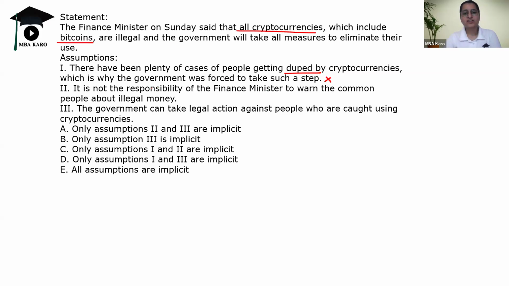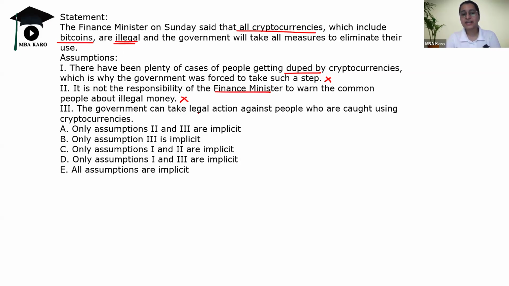So this is a very vague assumption, plus it is not supporting our statement. The second says, it is not the responsibility of the finance minister to warn the common people about illegal money. The finance minister is banning something, telling people that it is illegal. So it is their responsibility. That is why they are doing it. So this is also not implicit.